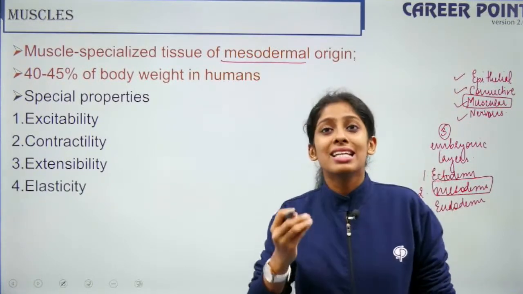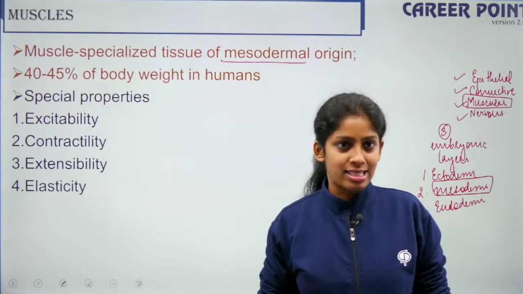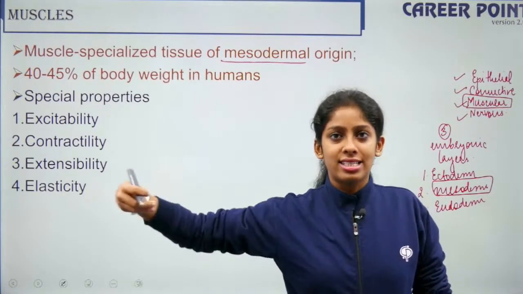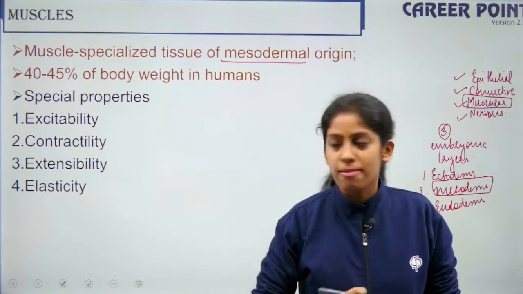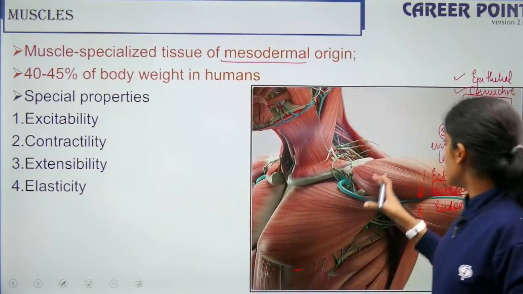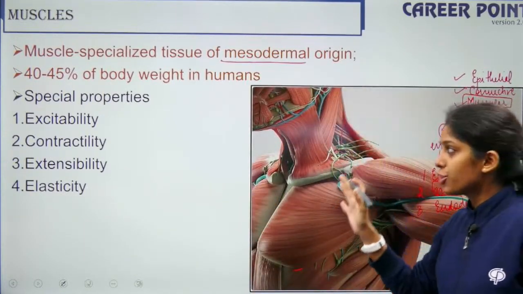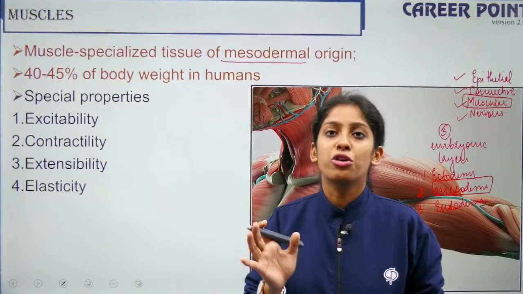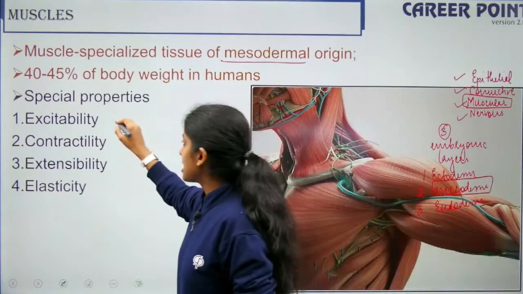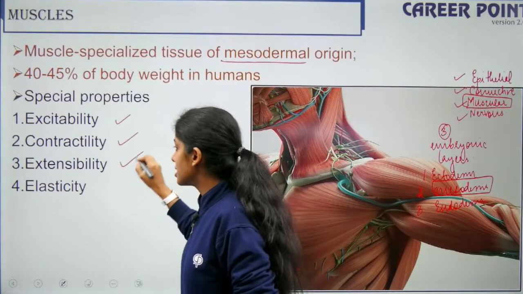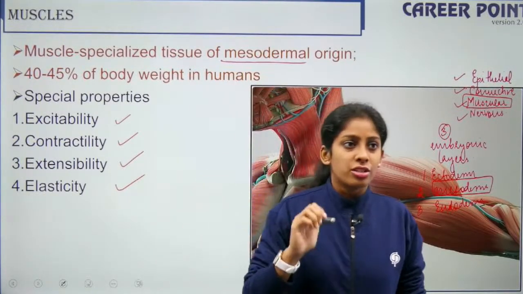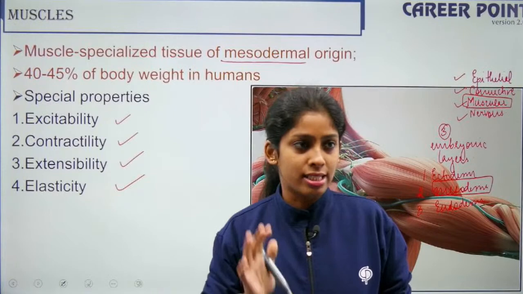The next one is elasticity. Yes, muscles are elastic, just like a rubber band. It can move and come back, move and come back. So this is the typical muscle, and these are the special properties of a muscle which I want you to remember. Muscles are excitable, contractible, extensible and elastic. So these are the 4 features of a muscle.